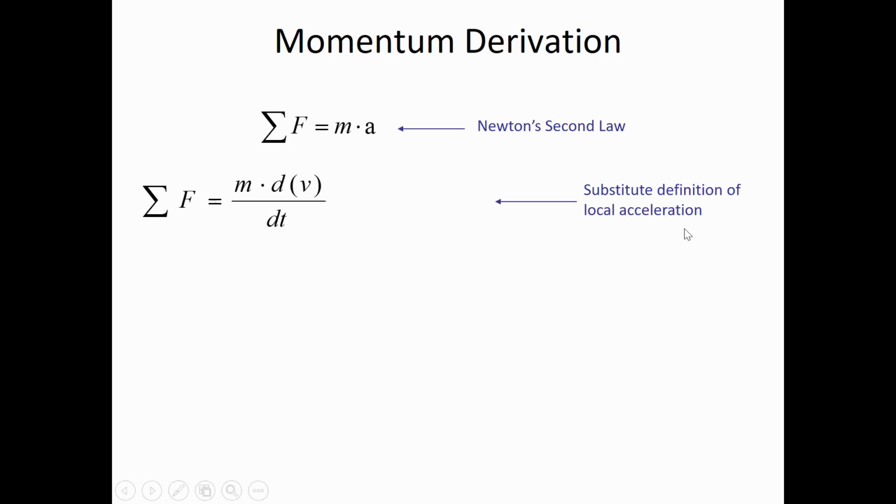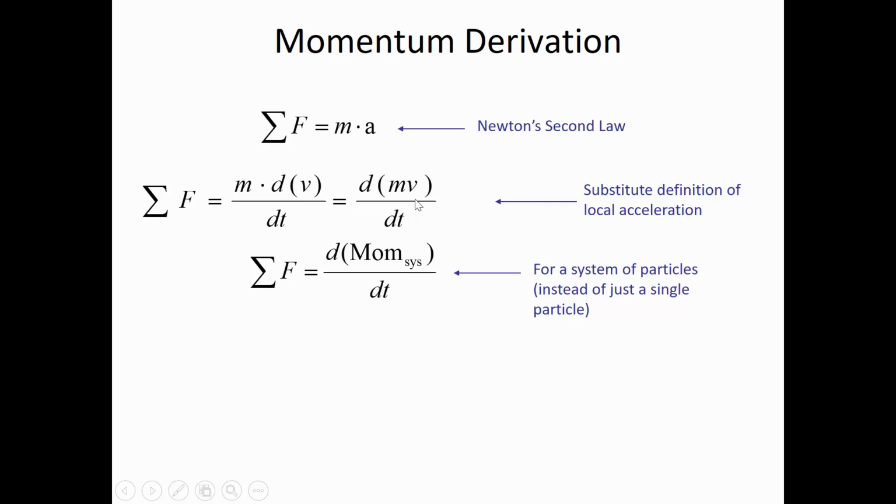Now, let's substitute in a definition of acceleration. Remember, local acceleration is a change in velocity with respect to time. So if we substitute, instead of a, we have dV/dt, change in velocity over change in time, and we combine the mass and the velocity together. That is what we'll define as momentum. It's mass times velocity. Now, this is applicable for a system of particles, instead of just a single particle.